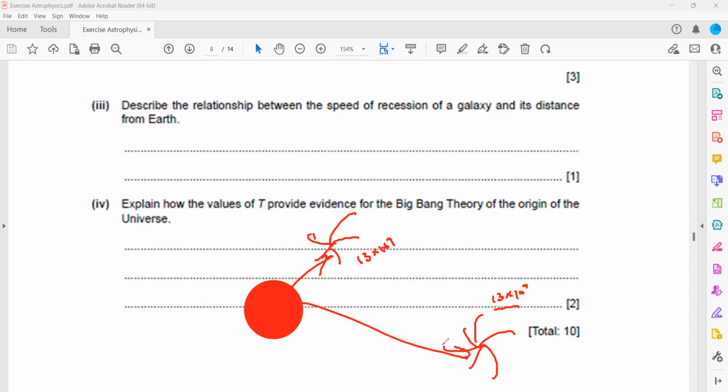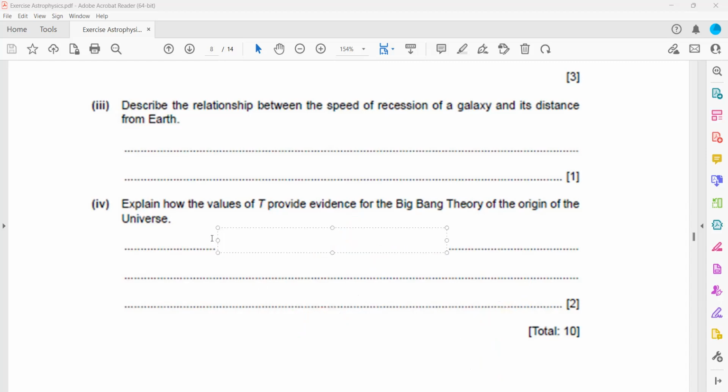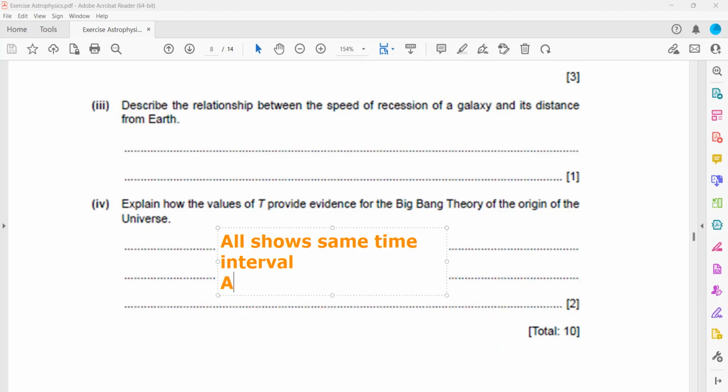The Big Bang theory states that it all started with an explosion. So how will you score the marks here? You will mention that all show the same time interval. So we can say it all started from the same point, or a single point.